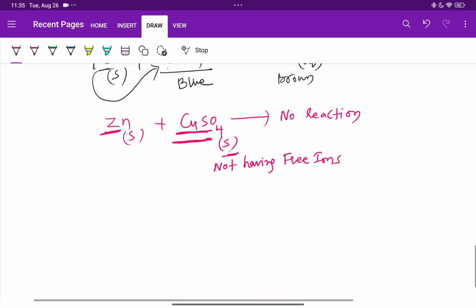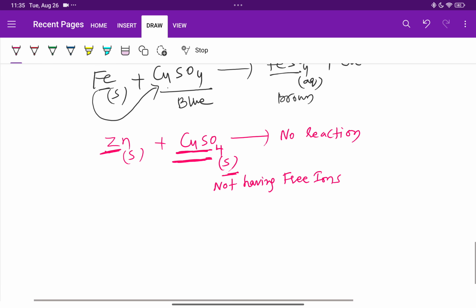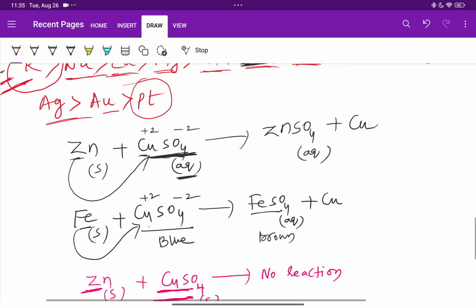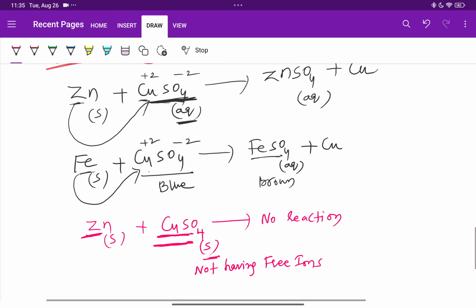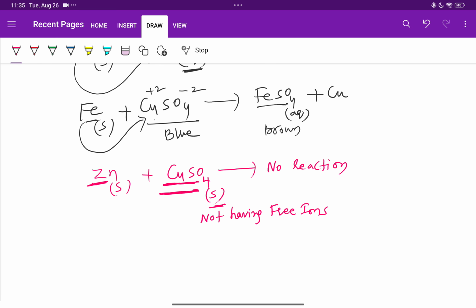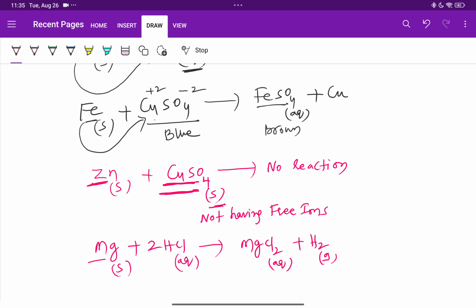And next, these are the very important displacement reactions. In your book they have given many. One more also there, that is magnesium plus 2 HCl. Magnesium is solid, HCl is aqueous, then MgCl2 aqueous plus hydrogen gas is coming out. When metal reacts with acid, salt solution and hydrogen gas will form.